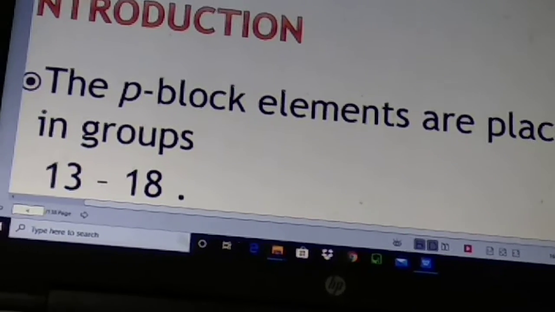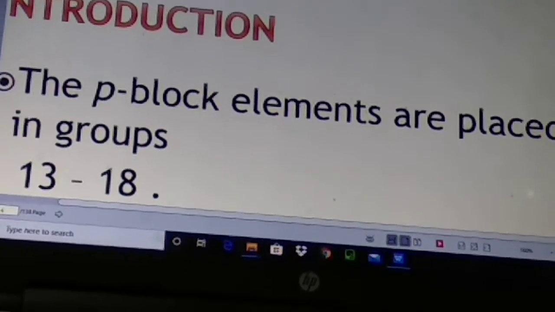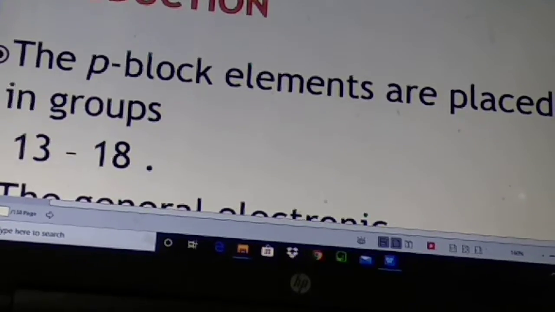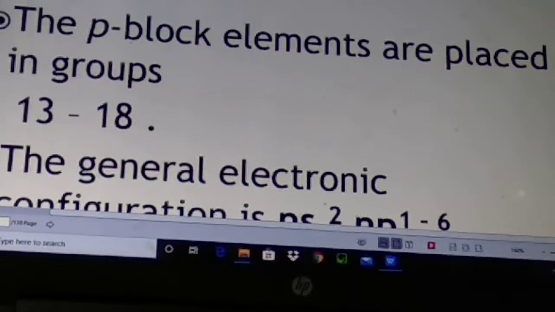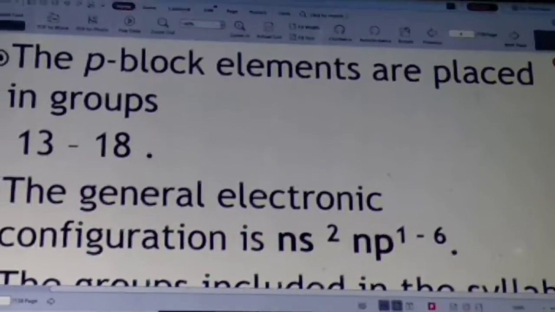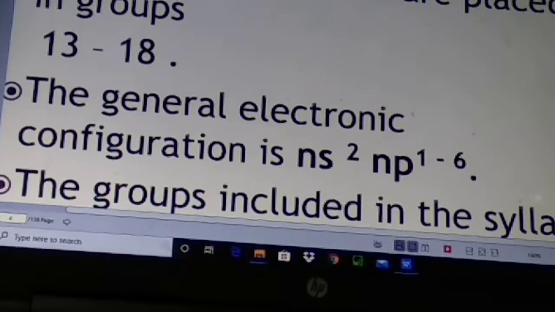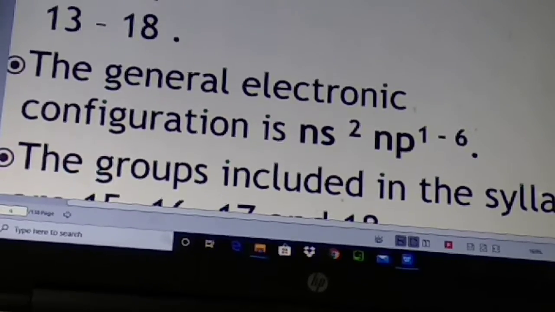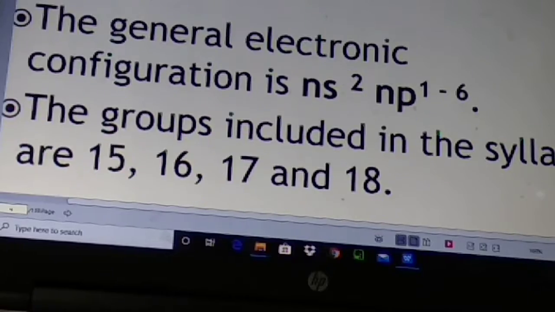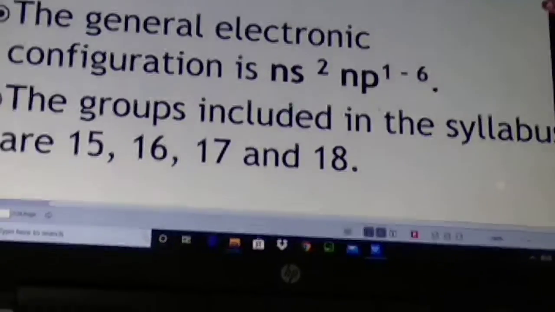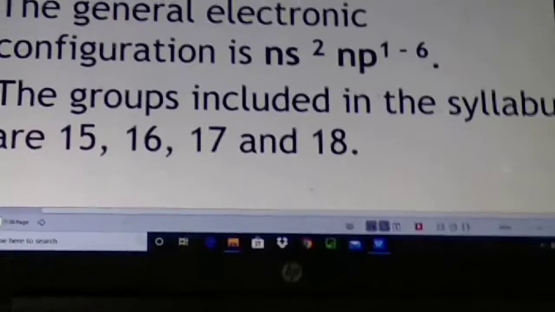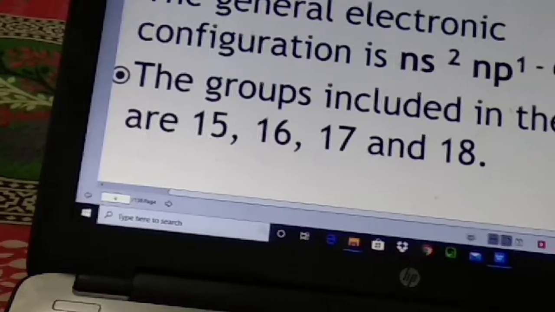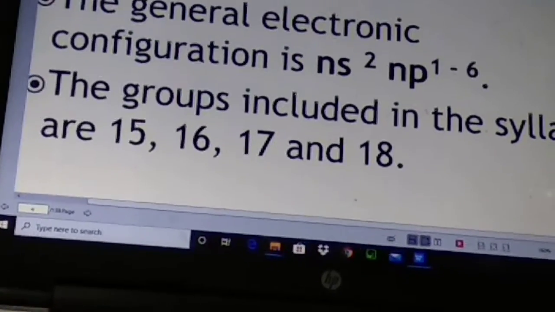P block element is the element where the last electron enters the p orbital, and it includes group 13 to 18. General electronic configuration is ns2 np1-6. The groups included in the syllabus are 15, 16, 17 and 18, my dear children. So now which groups do we have to study? Yes, very good students: 15, 16, 17 and 18.